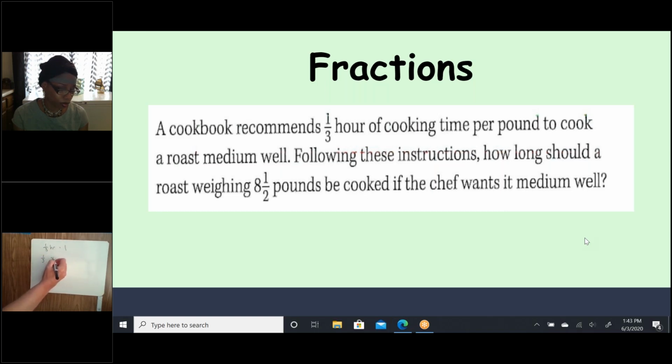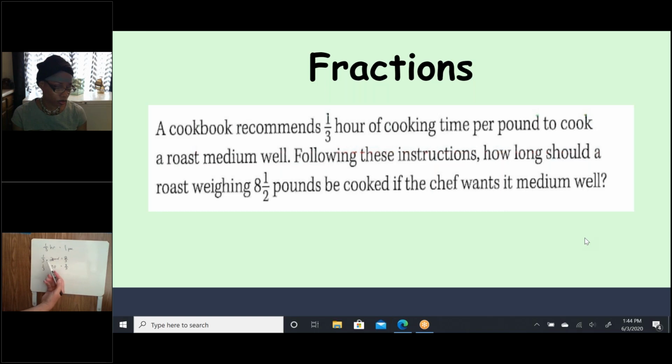And then we said it was going to be 2/3, if we had 2 pounds. Because you told me if 1 pound takes 1/3 of an hour, then 2 pounds was going to be 2/3. And then you also told me that 3 pounds was going to wind up being 3/3.